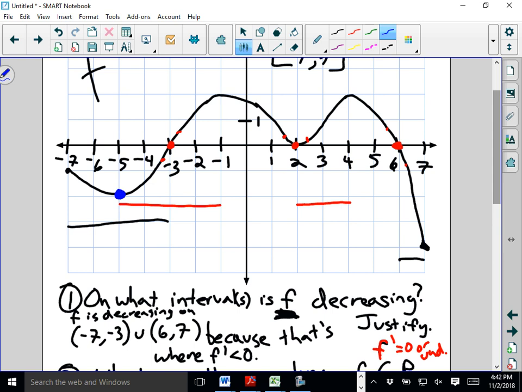F prime continues to increase until I hit the value of x equals -1. Then f prime switches from increasing to decreasing. Here's another inflection point. The next two inflection points are at 2 and at 4. Really, what it boils down to is what would look like critical points on f prime, or local maxes and mins of f prime, end up being inflection points of f. So our inflection points are x equals -5, -1, 2, and 4.